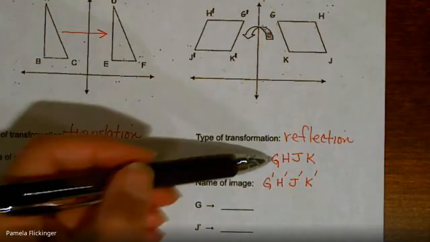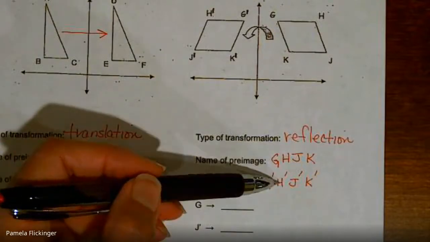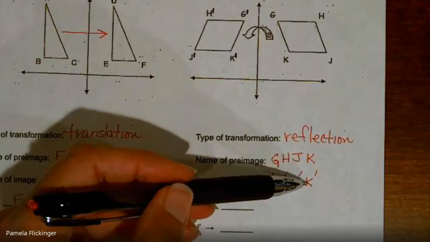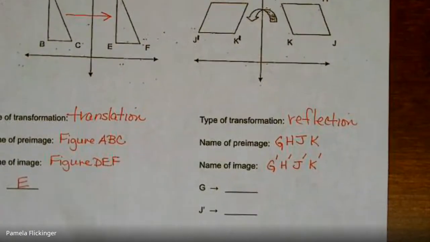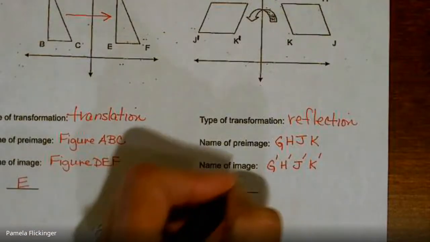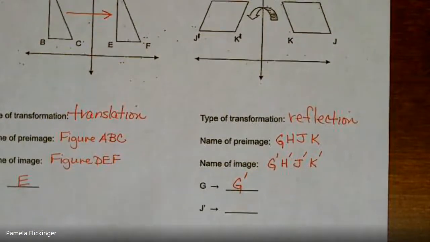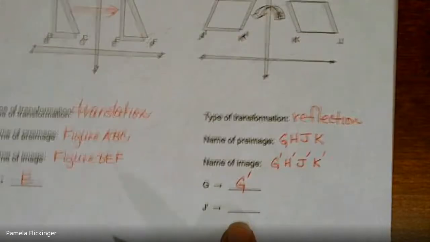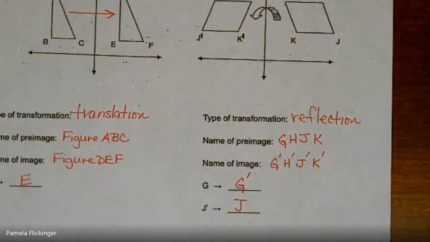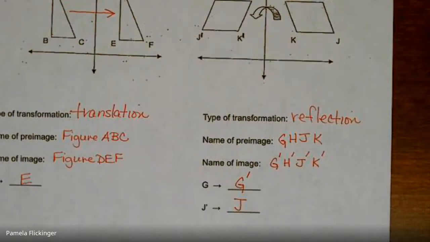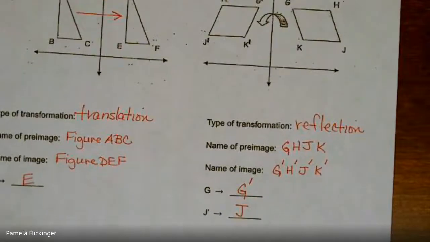All right, again, the order in which you write them tells you how the corners of the shapes match up. So G is going to map onto G prime, and J prime maps back to just the regular old J. Okay, so that's just some basics about transformations. Today, we're going to specifically talk more about translations.